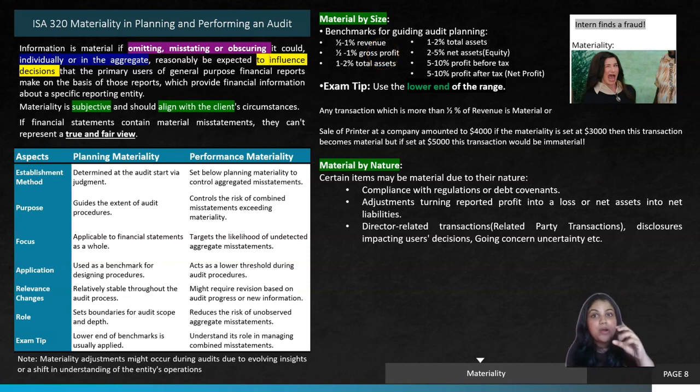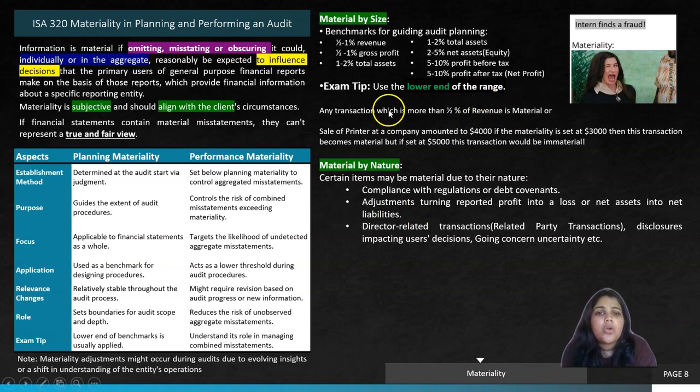Let's take the example of amounts, or transactions, which are higher than the 500,000. That is called material by size. So there are some benchmarks which we are going to learn, and these things we have to learn by heart. Okay, but it's easy to learn. Any transaction which is more than half percentage of the revenue is material. That is what is meant by this. This benchmark represents a threshold where anything below it is immaterial and anything above it is material.